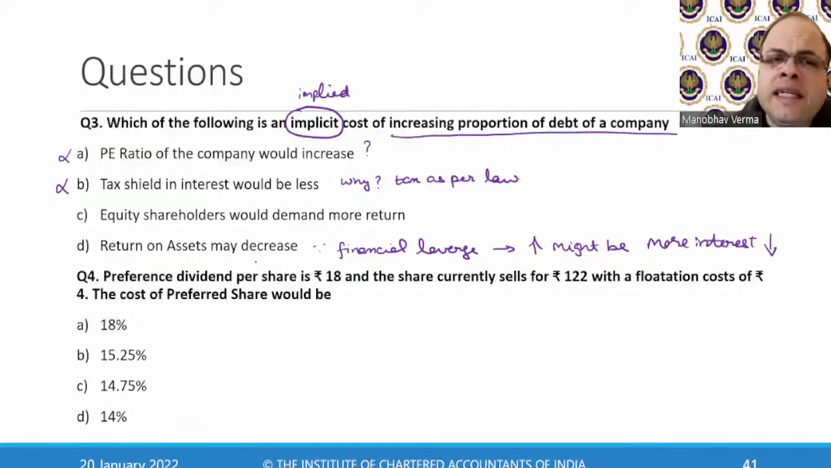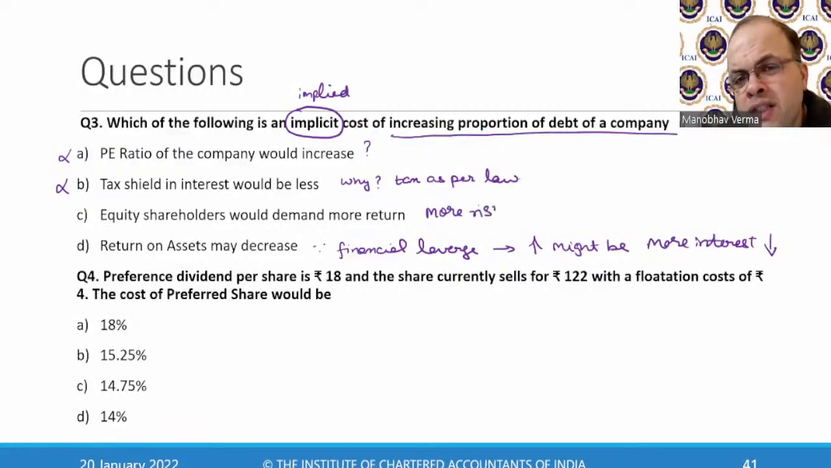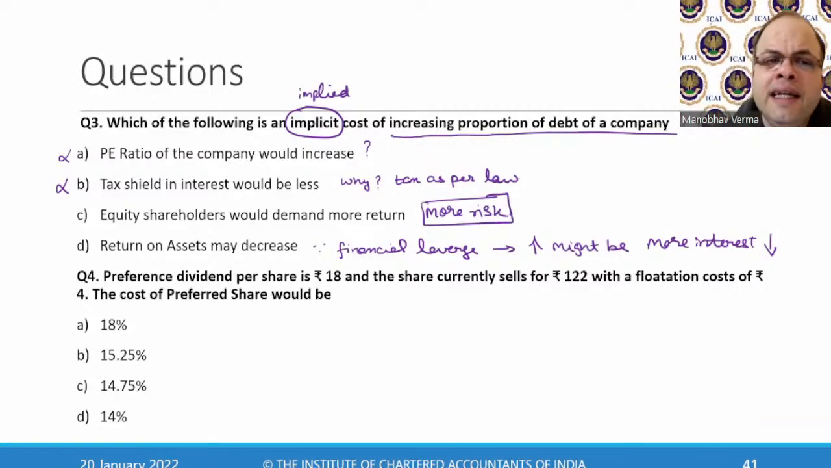So that means we are left with C. See, because the point is, when you are increasing the proportion of debt of a company, what you are adding to the capital structure, to the organization, is more risk. And definitely in that case, the expectations of the equity shareholders would be higher. So the answer is C, guys.